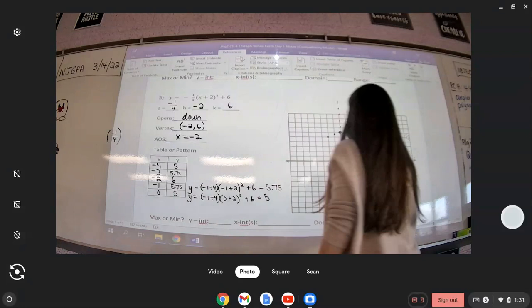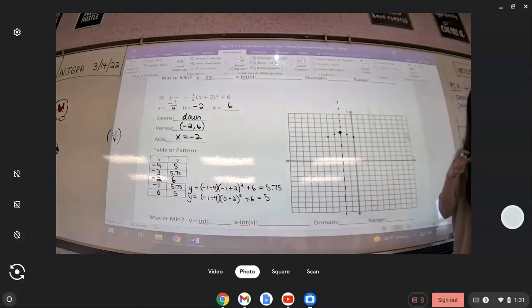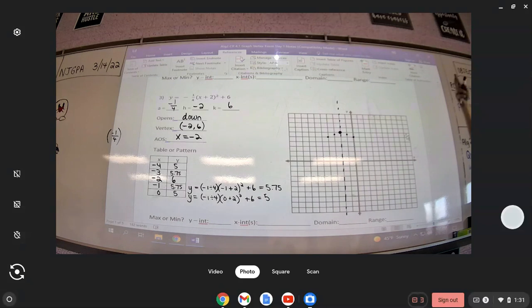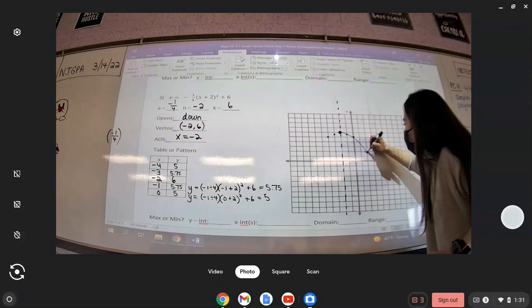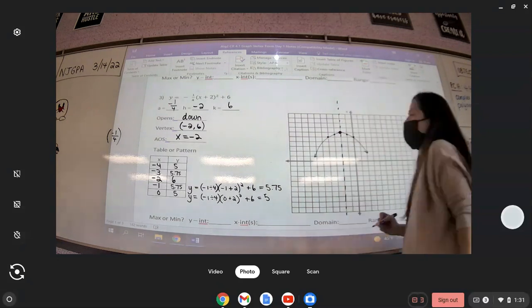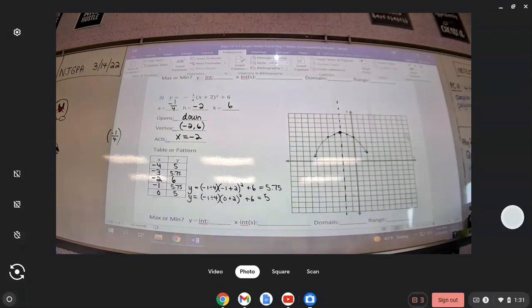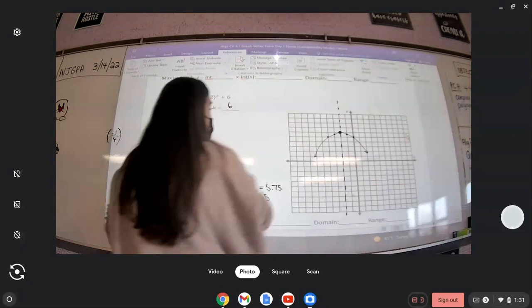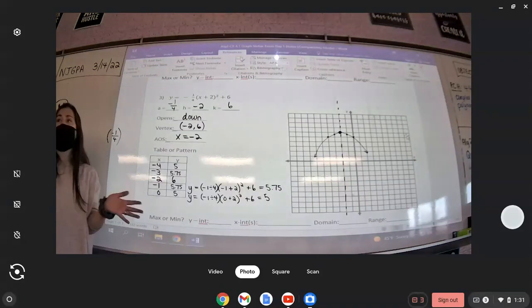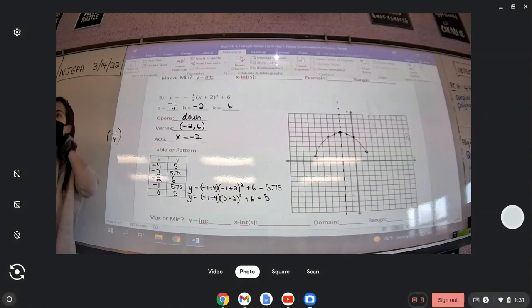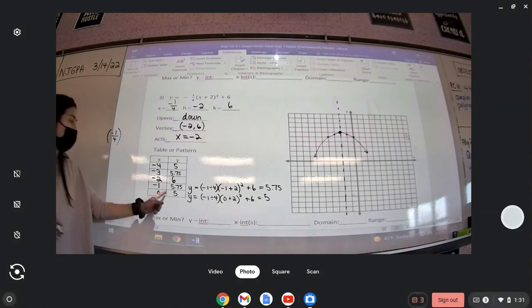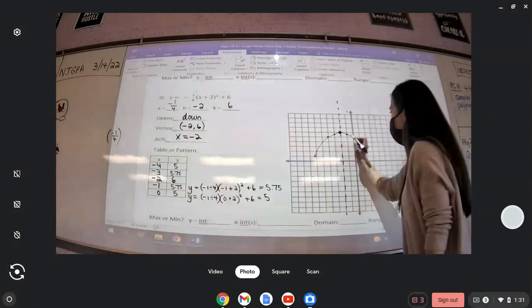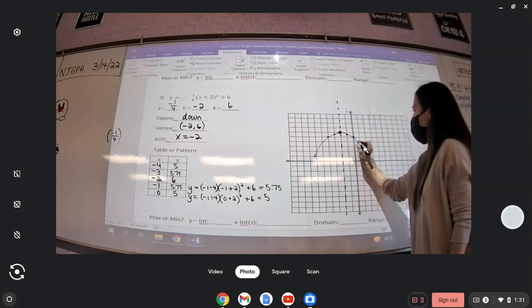And remember I told you guys yesterday, when A is a fraction, you tend to get these wider, bowl-shaped parabolas, and then the bigger A gets, you get those taller, skinny ones. So now your parabola looks like that. Now guys, watch this. It looks like that because when A is a fraction, they get wide. They don't grow fast. -1, 5.75 is right here. -1, 5.75. 0, 5.